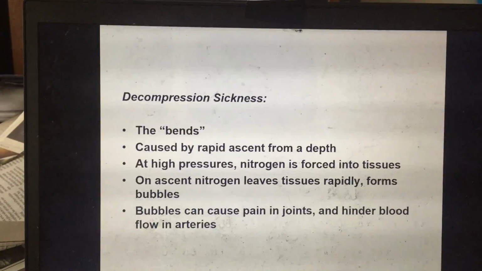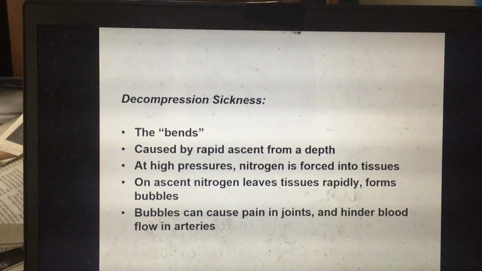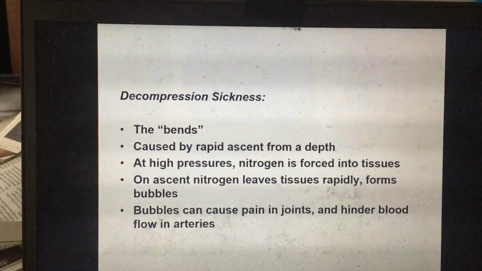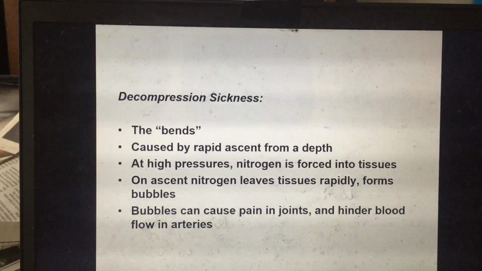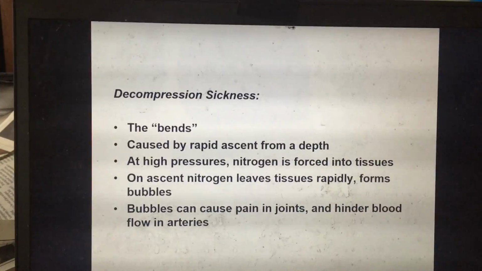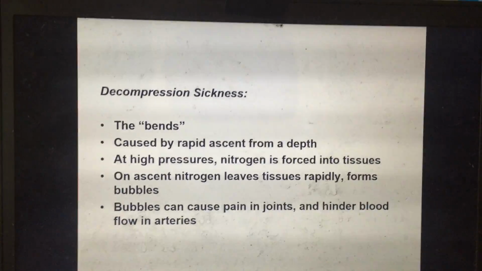So another problem with scuba diving is called decompression sickness. And this again occurs if you are ascending too rapidly from your dive. The nickname for this is called the bends.